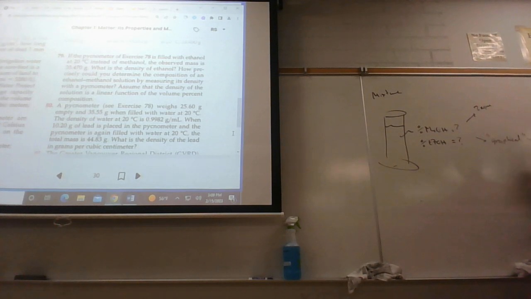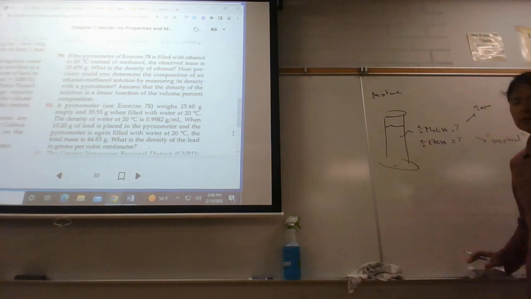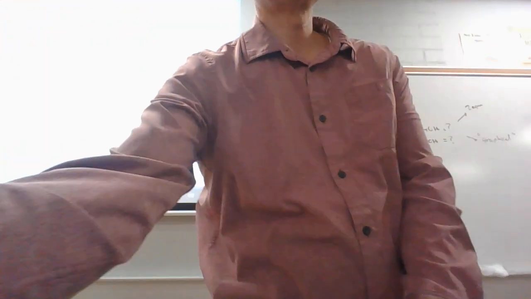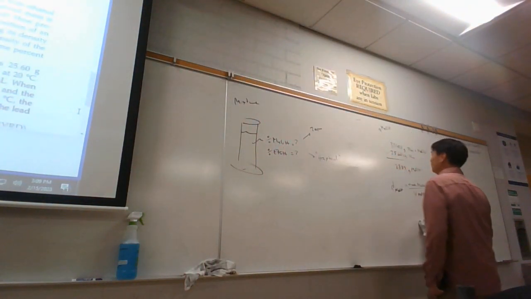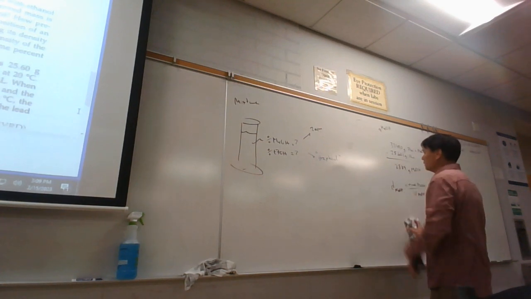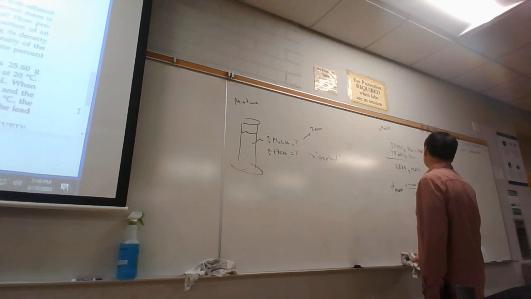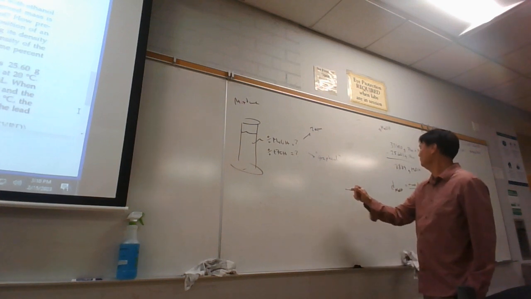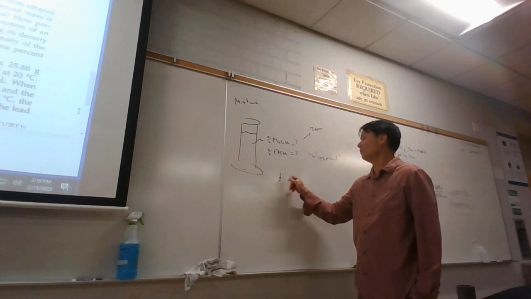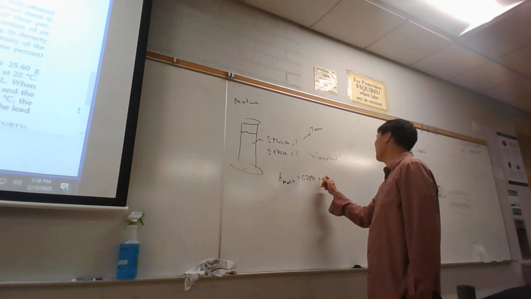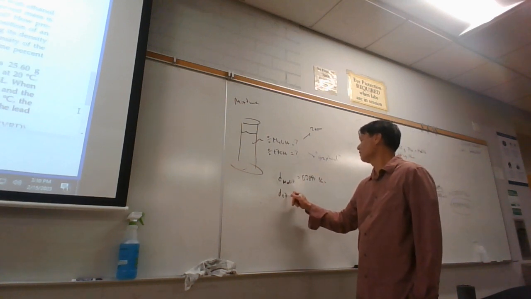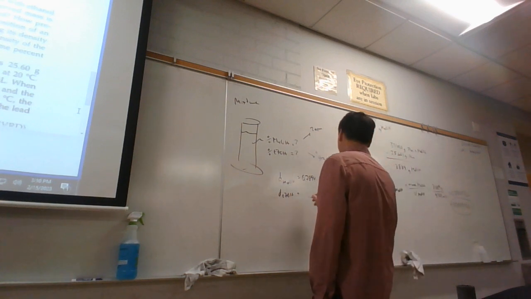Whenever we have two unknown mixtures, we can also solve this using the graphical method. The graphical method isn't talked about in the book. It's just an alternate method that we can use to solve this. So the density of methanol was 0.7894 grams per milliliter. The density of ethanol is 0.7914 grams per milliliter.